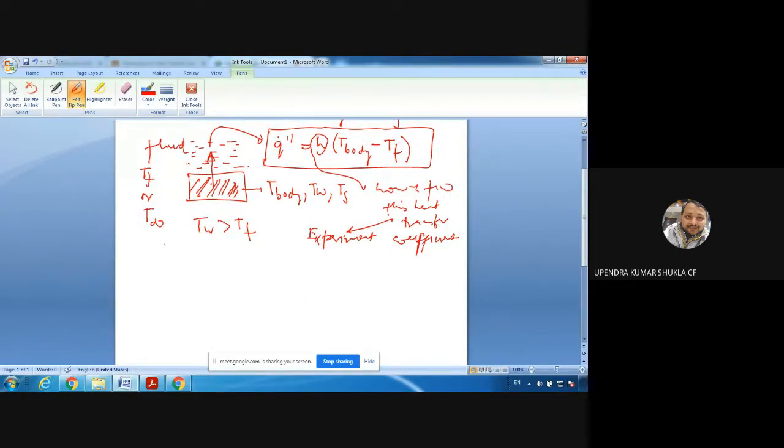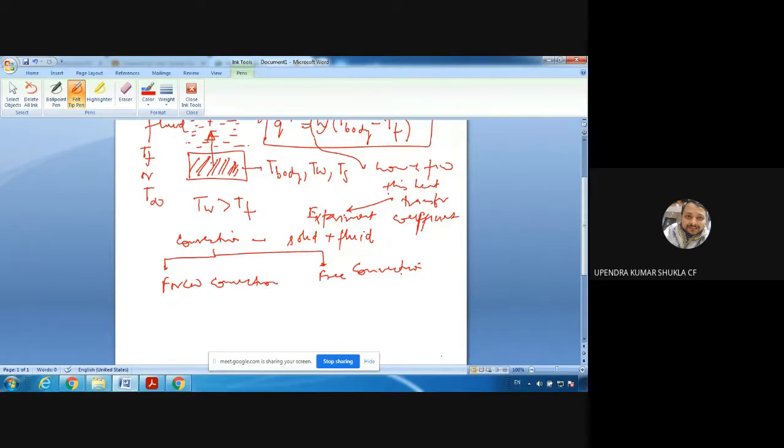So for convection to happen, two things are needed. One, you must have a solid, and second, you must have a fluid. These convections are of two types. One is forced convection, and the other one is free convection.